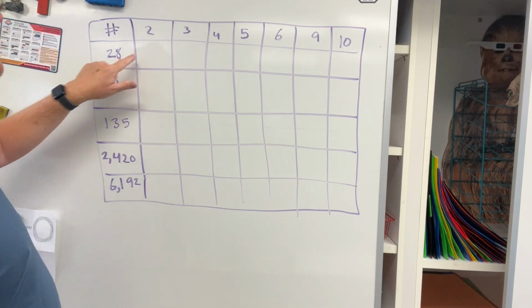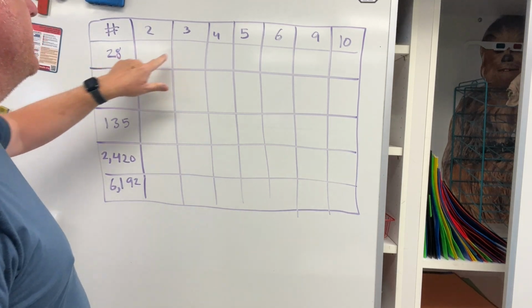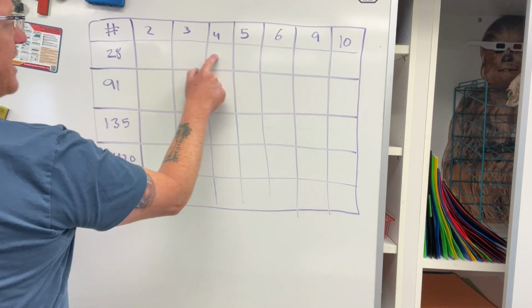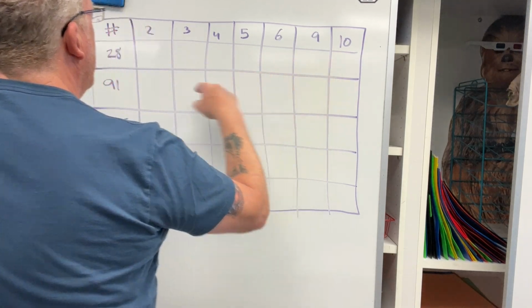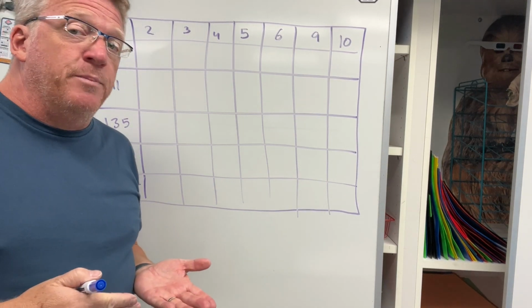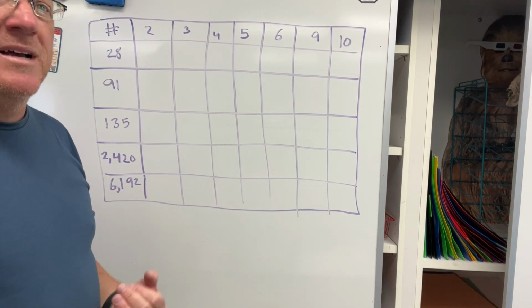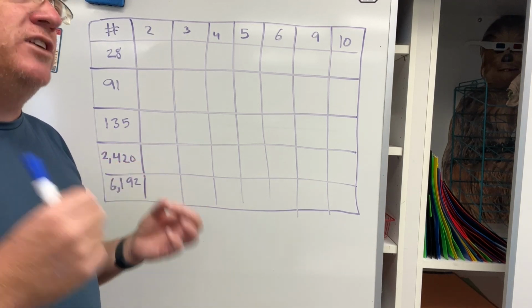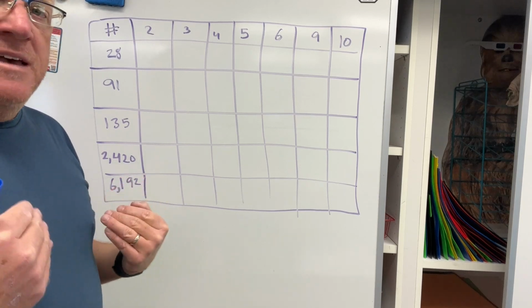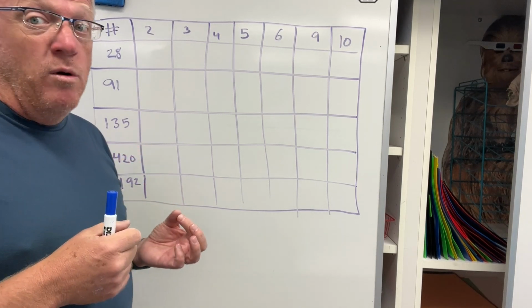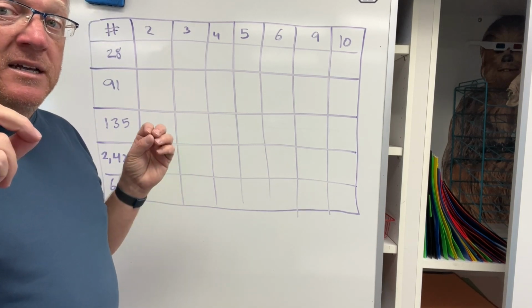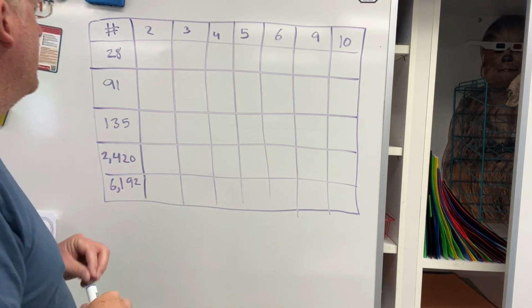Is 28 divisible by 2? Is 28 divisible by 3? Is 28 divisible by 4? So you're going to go down the line asking yourself that question and putting a check mark if it is true. Please do not actually put an X if it is not true, because then sometimes your X's and your check marks might look confusing to me. So leave it blank if the answer is no, and then put a check mark in it if the answer is yes, it is divisible. All right.